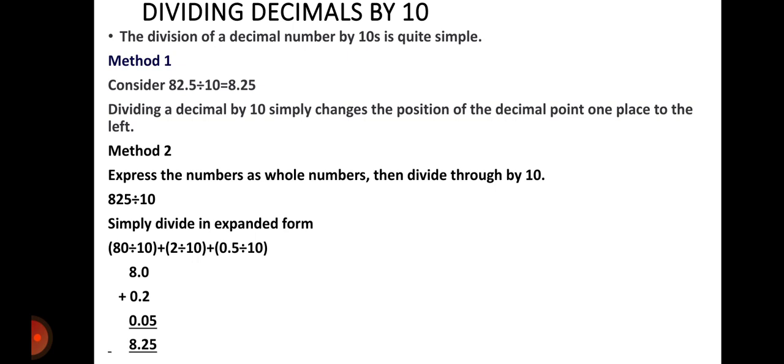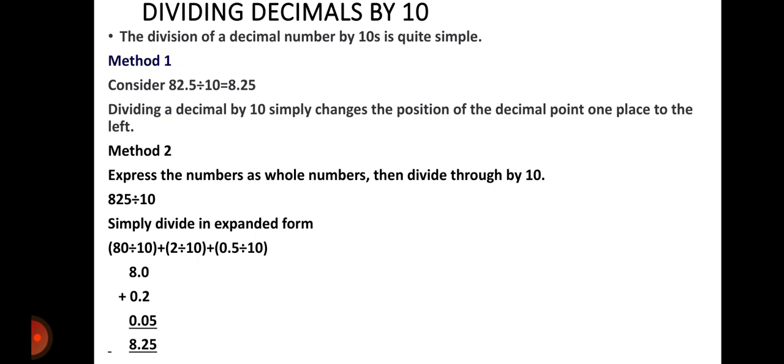So let's see 82.5 divided by 10. We all know that 82 is bigger than 10. If you divide 82 by 10, it will give us 8.2. Then the 5 in 8.25 is not in a whole number position. It is in hundredths. So 8 is in units, there's a decimal point, the 2 is in tenths, while the 5 is in hundredths.